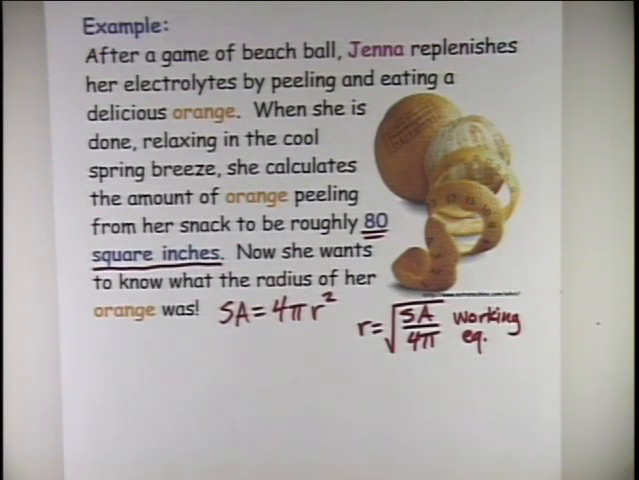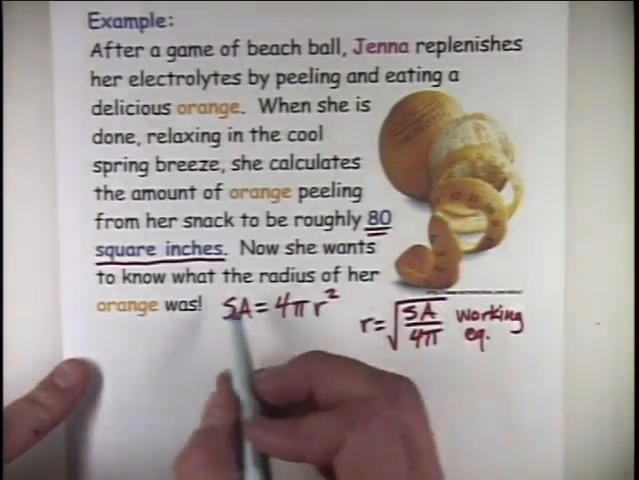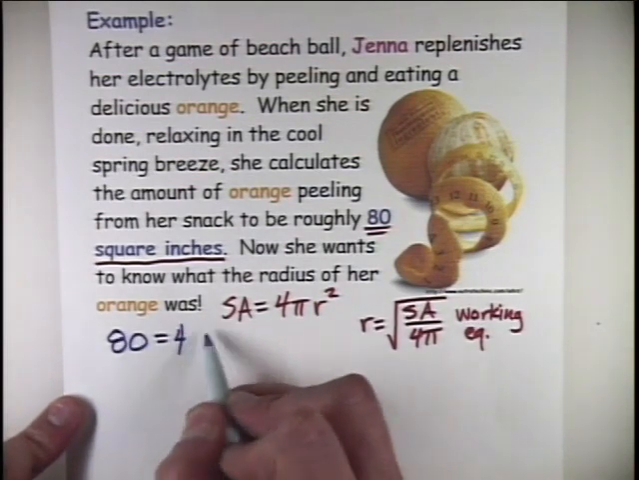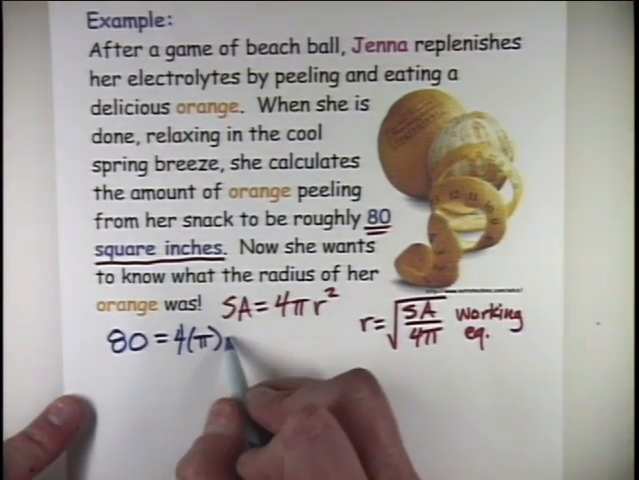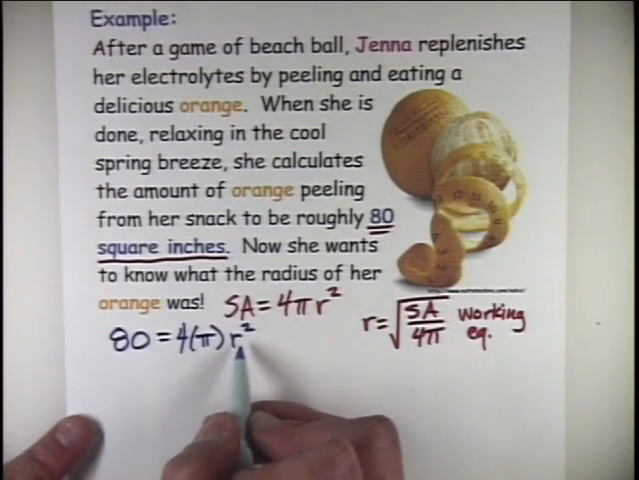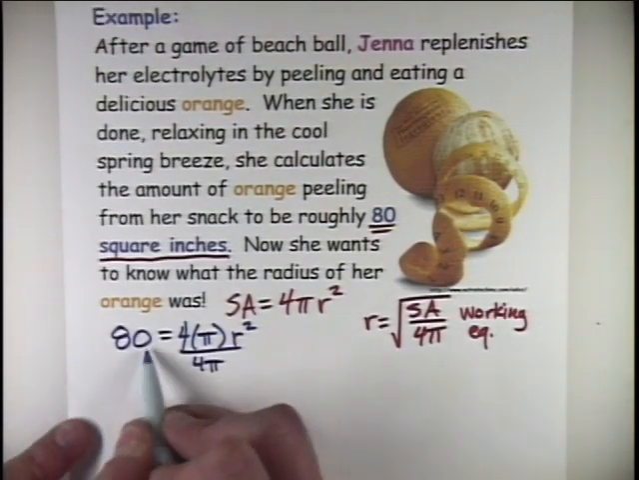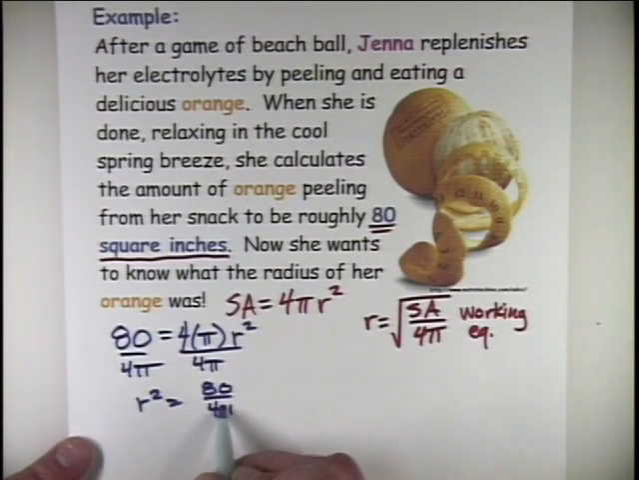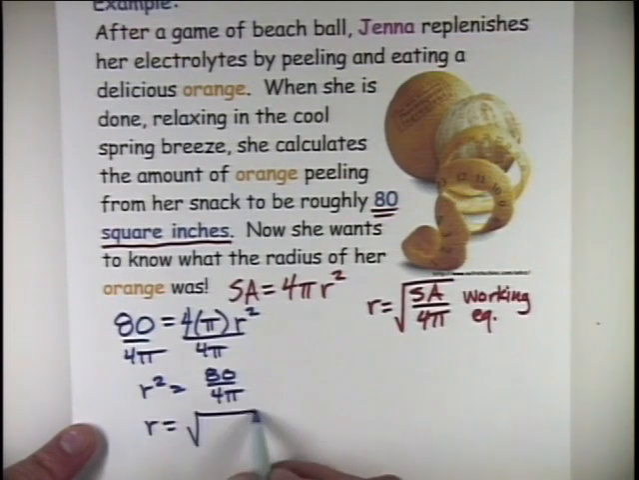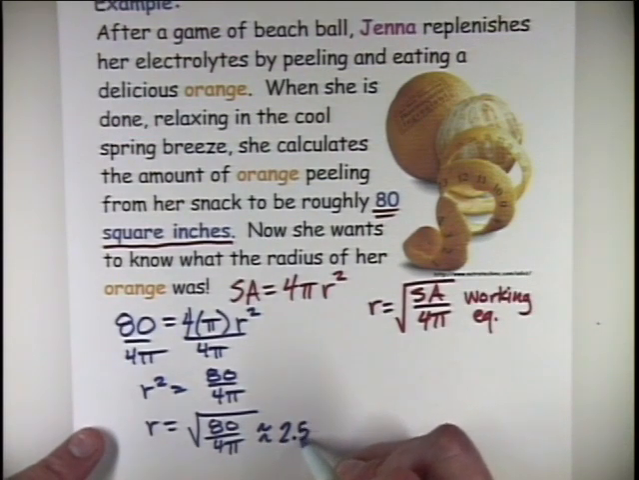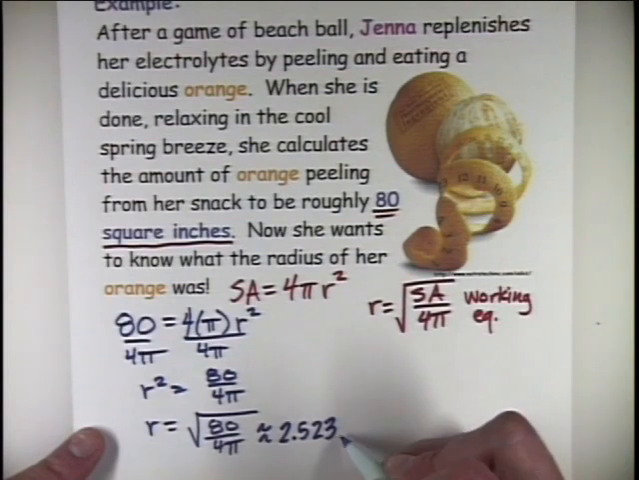The other option, which I'll show you here, is just to plug in carefully the given quantities. We know the surface area, so I'll plug in: surface area is 80 equals 4 times pi, remember, is 3.14, times the radius squared. I don't know the radius. Now I can do the algebra and solve for r squared. I'm still going to have to divide both sides by 4 pi, and so I'll get r squared equals 80 over 4 pi, and now taking the positive square root, we don't want a negative radius, I get this expression, which now the calculator will tell me is about 2.523 inches.